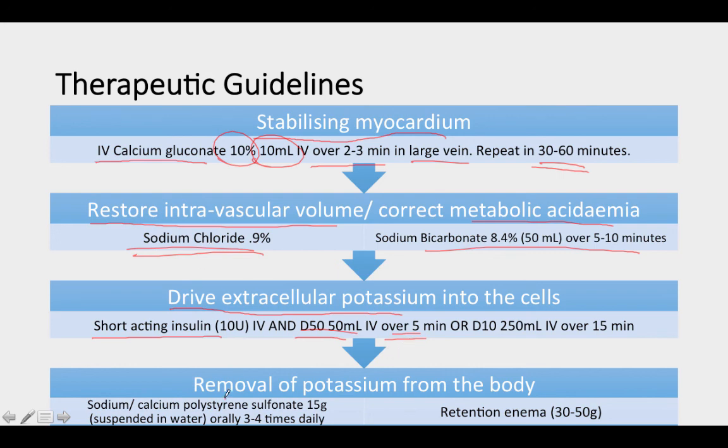How do we get rid of the potassium from the body? Well, there are these exchange resins that I mentioned before. They sit in the gut and bind all your potassium, or you can also give retention enemas. But most of the acute management you'll be doing on the ward, in the emergency department, in the emergent situation, will be these 3 steps. This other stuff is slower; it's just ongoing management.